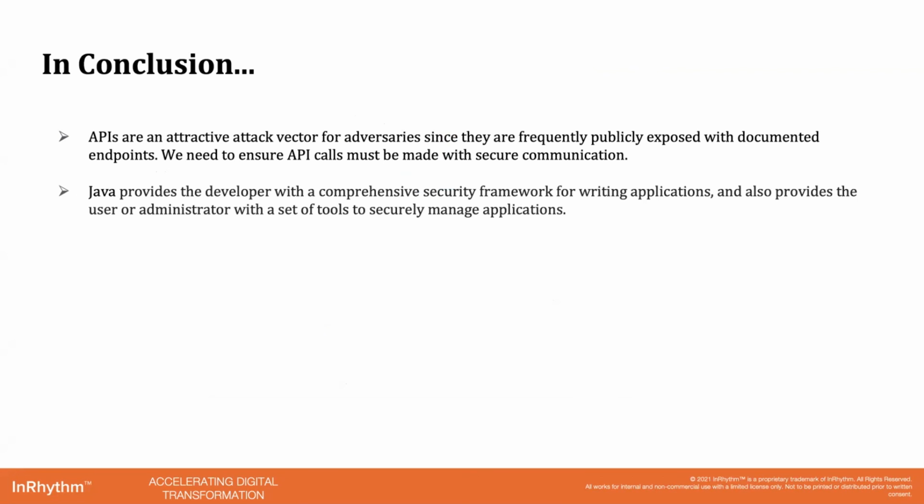In a nutshell, APIs are an attractive attack vector for adversaries since they are frequently publicly exposed to the outside. So we need to ensure API calls are made with secure communication. And finally, Java provides the developer with a comprehensive security framework for writing applications, and also provides the user or administrator with a set of tools to securely manage their applications.